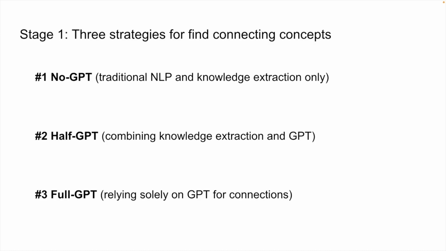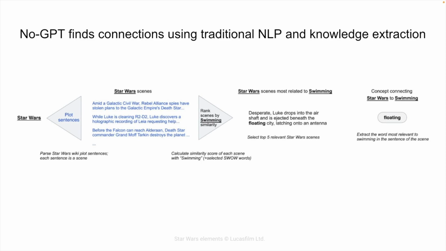The example pipeline shows only one strategy. In PopBlends, there are 3 strategies to find connecting concepts: No, Half, and Full GPT. For Star Wars and swimming, the No-GPT strategy finds connections using traditional NLP and knowledge extraction. We scrape plot summaries from Wiki and use knowledge extraction to parse it into things.